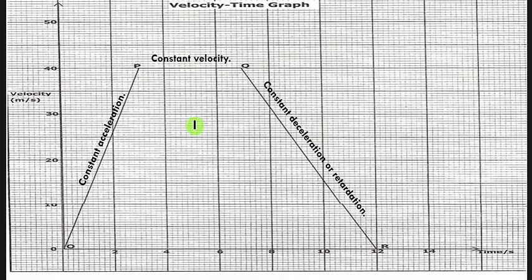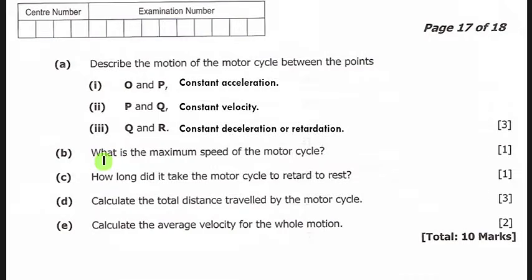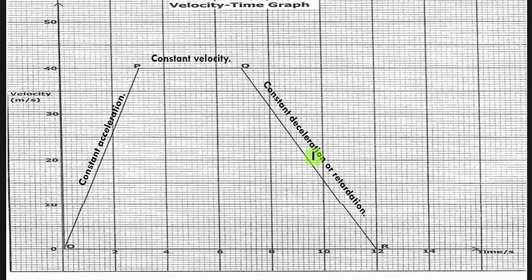All right, then here they're saying what is the maximum speed of the motorcycle. So the maximum speed is found as 40. So when the motorcycle started from rest, it accelerated. So when it accelerated, it reached 40.